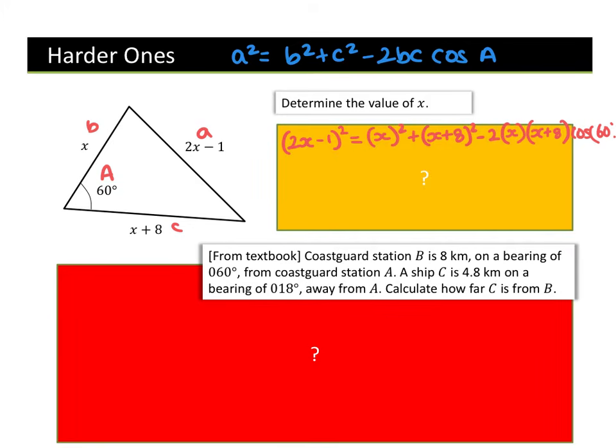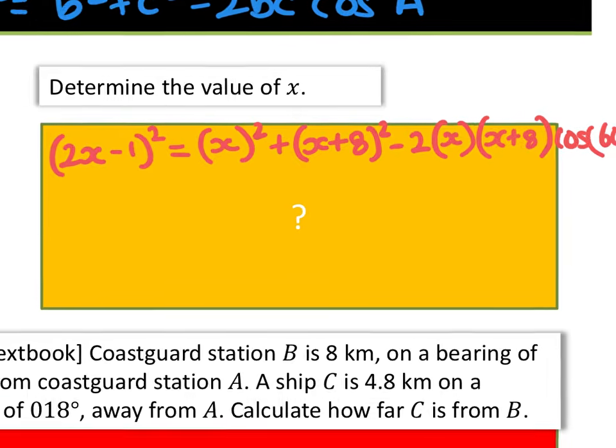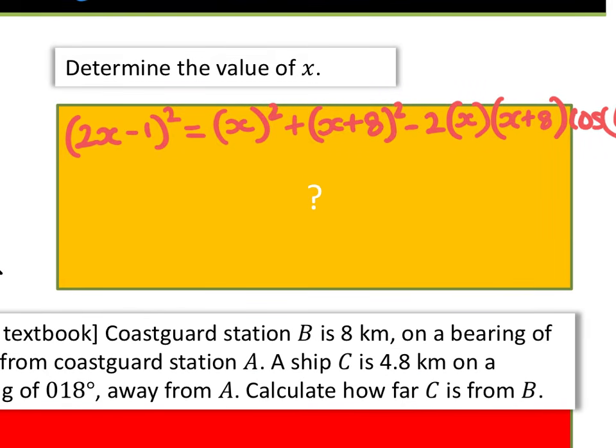Doing this is going to give you method marks, and then from here you should automatically be able to think, right, well, clearly I need to solve this and find x, don't I? I've got everything here put into this form. I now need to expand. So I'm going to get 4x squared minus 4 plus 1 equals x squared plus 16x plus 64 minus 2x squared minus 16x.